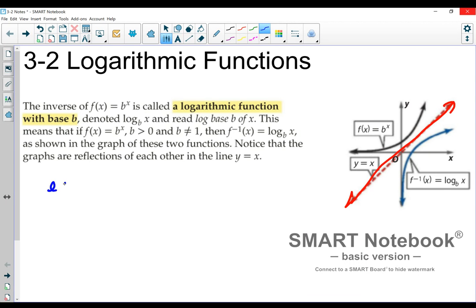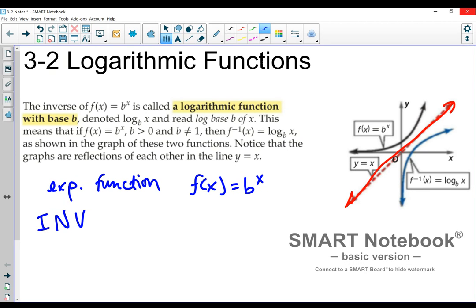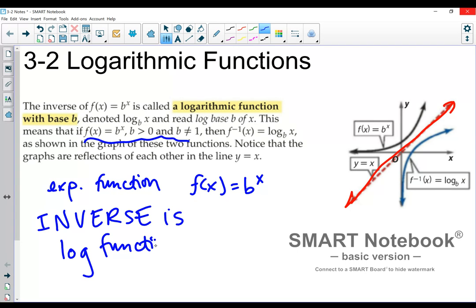So our exponential function is what we learned yesterday. F of x equals b to the x power. And then the inverse, and I'm not writing the b greater than 0, b not equal to 1. All of that is in this paragraph up above, right? I'm just highlighting the important part. So the inverse is the logarithmic or log function. So f inverse of x equals log base b of x. So those two are inverses.